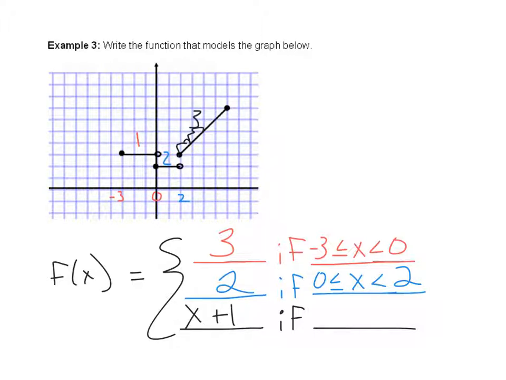That portion exists for when we're between 2 on the x-axis and it looks like 6 on the x-axis, right? So we would say that is for when x is between 2 and 6. You guys all right with that?